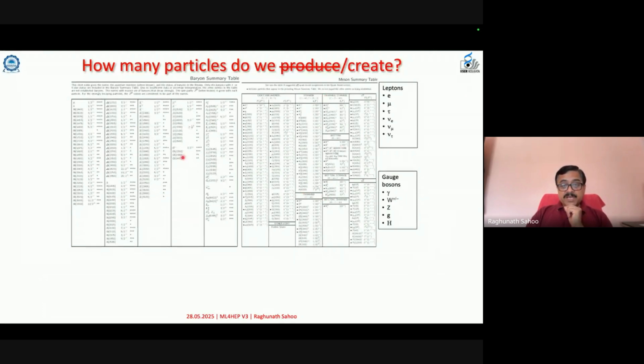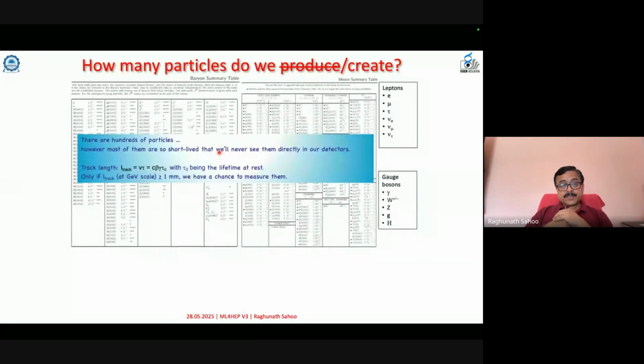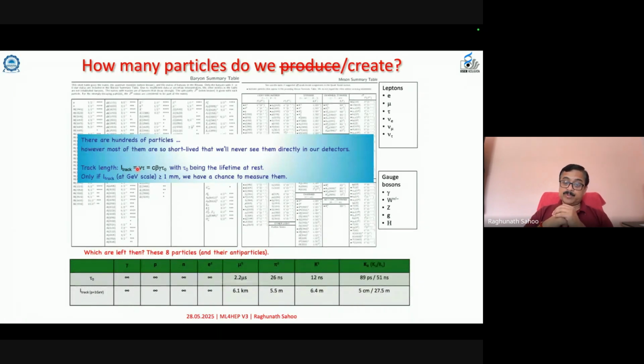So now what you see here is a multitude of particles. All these particles can be formed in the collision. But each particle's interaction with the dedicated detectors or the multi-purpose detectors sitting at different parts of the phase space is completely different. Do you think that all these particles can go up to your detector level? The answer is no. You can calculate the track length before a particle decays from c tau, and you will find that, depending upon their lifetime, only 8 particles and their antiparticles can come up to the detector level.